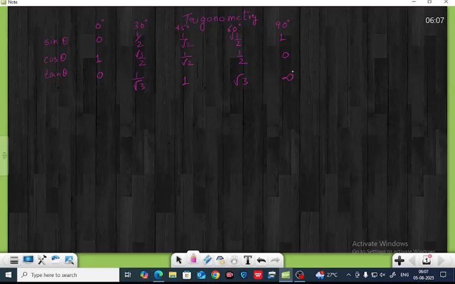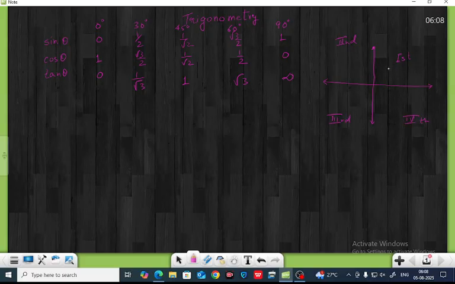I will find all the values of sin, tan and cos. For that you have to take a quadrant like this. We know that there are 4 quadrants. This is the first quadrant, this is the second quadrant, this is the third quadrant, and this is the fourth quadrant.